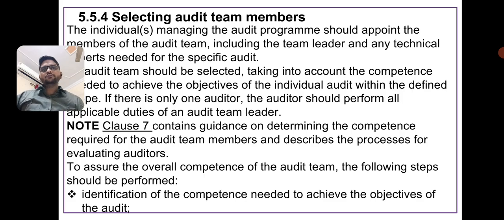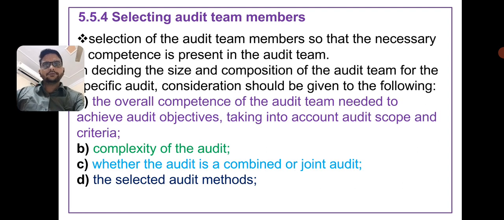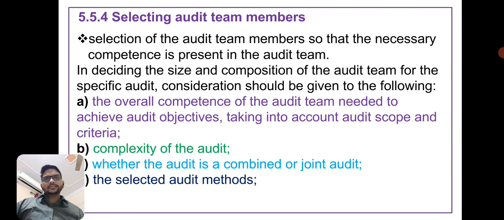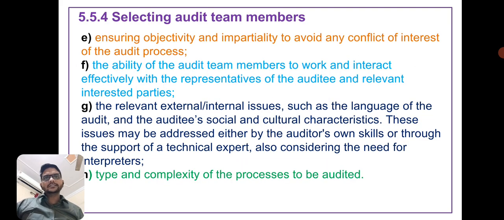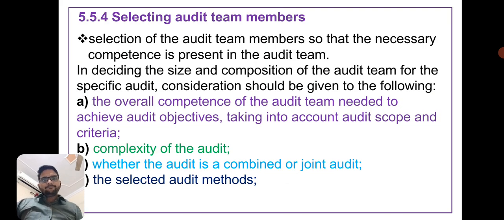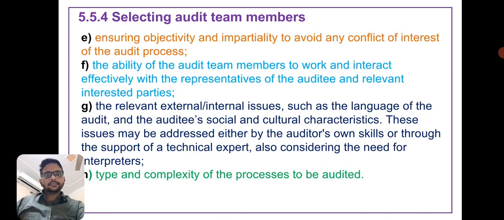To assure the overall competency of the audit team, the following steps should be performed. Identification of the competency needed to achieve the objective of the audit, and selection of the audit team members so that the necessary competency is present in the audit team. In deciding the size and composition of the audit team for the specific audit, consideration should be given to the overall competency of the audit team and the complexity of the audit, whether the audit is combined or joint, the selected audit method, and ensuring objectivity and impartiality to avoid any conflicts of interest.